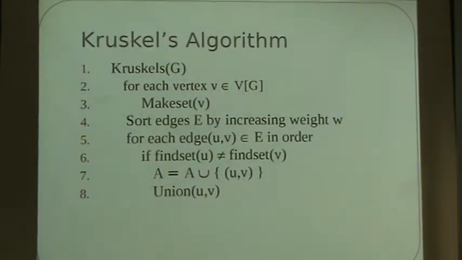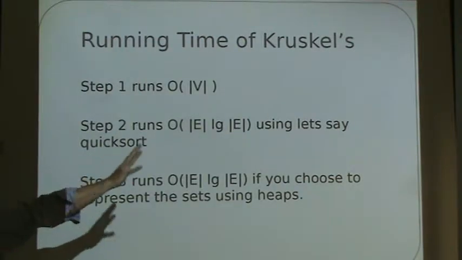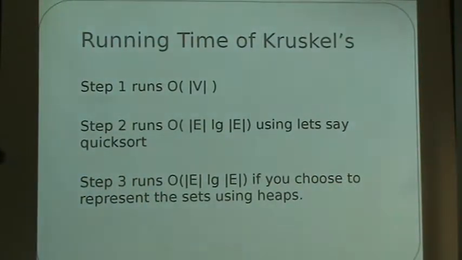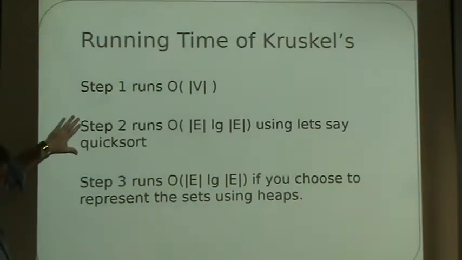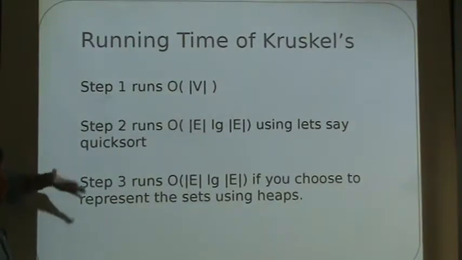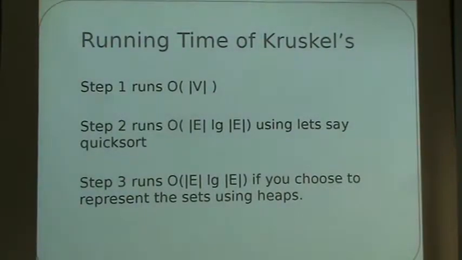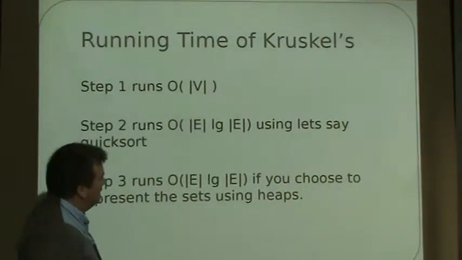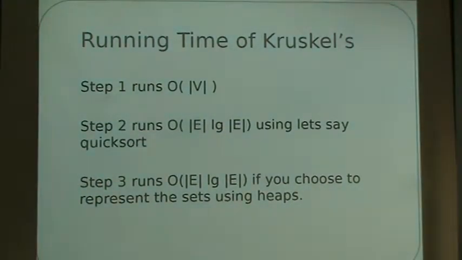So the running time of Kruskal's algorithm: the first step, where we're making all the vertices and turning them into independent sets, takes a running time proportional to V. The second step, where we sort the edges from smallest to highest, would take whatever sorting algorithm you use. We could use any of the n log n algorithms. Since we're sorting the edges, that would be an E log E algorithm.